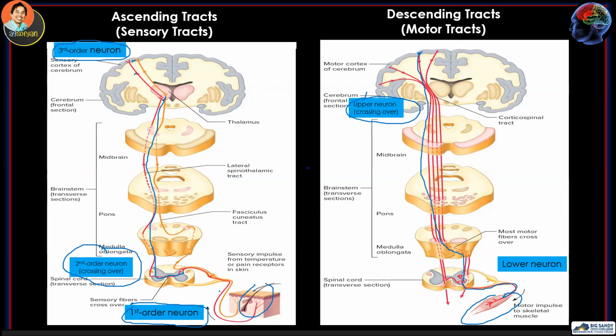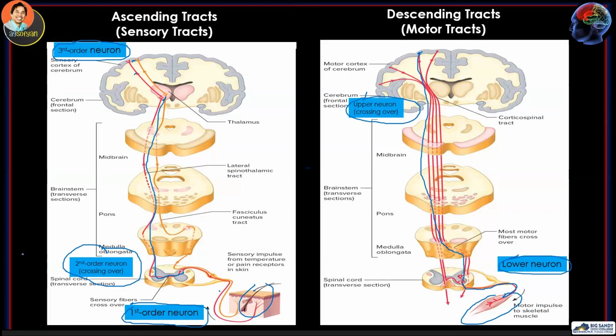That neuron is actually a motor neuron. Okay, we know that neuron as a motor neuron, but in this case, it is going to be called a lower neuron. So there are only 2 neurons involved, upper neuron and lower neuron. The upper neuron is actually an interneuron, and the lower neuron is actually a motor neuron.